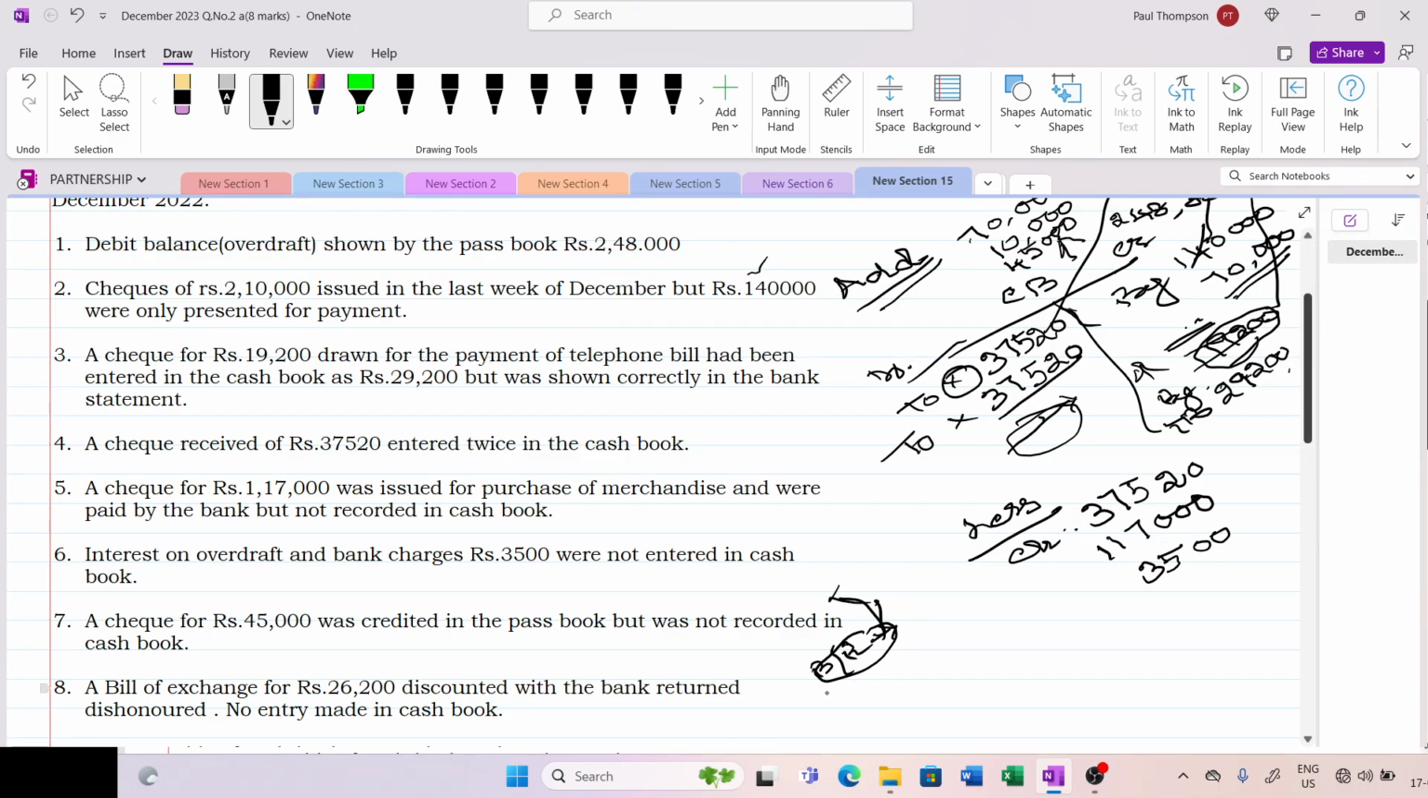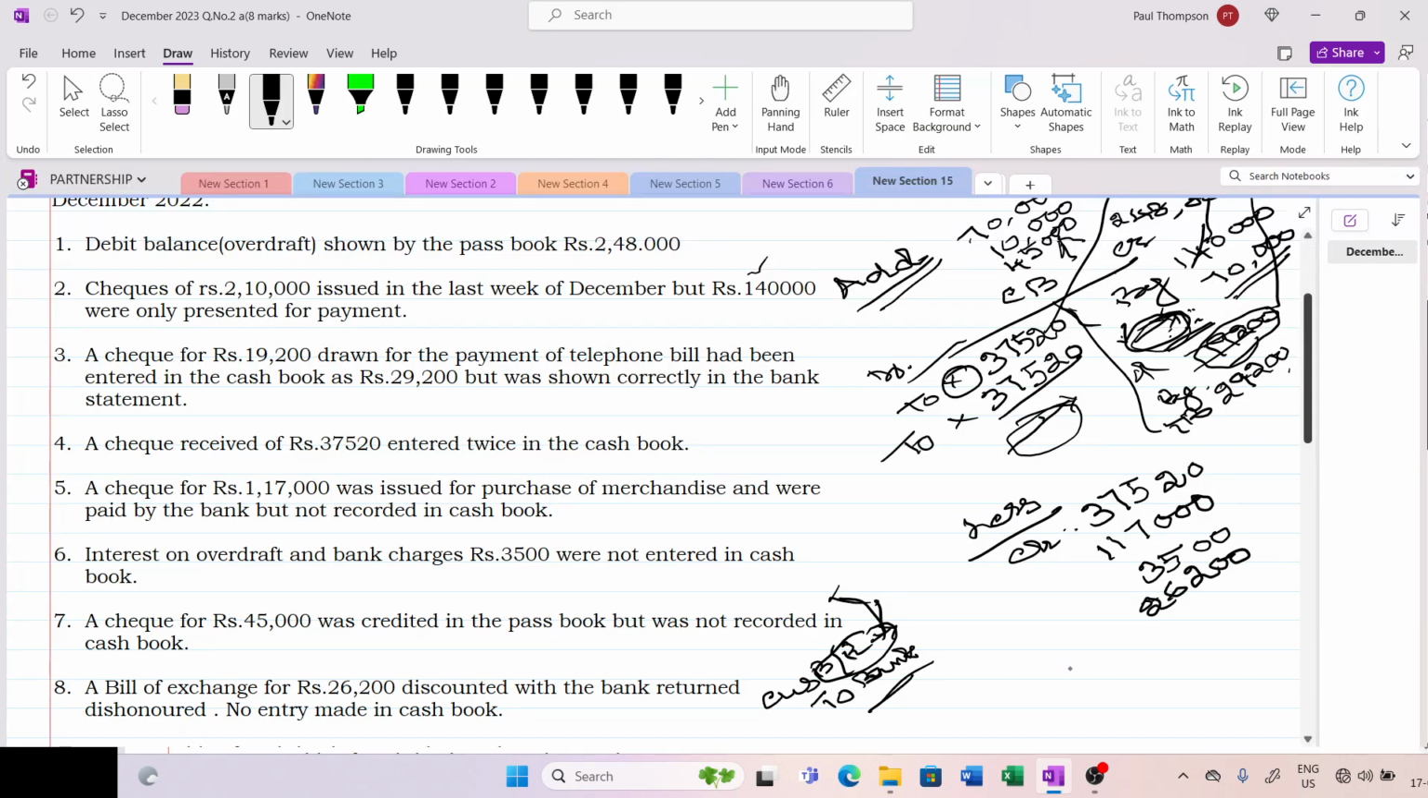So what entry do you have to pass? You have to debit that party, the customer account, and you have to make payment to the bank account. So this will appear on the credit side of your cash book. Here you should have written by BR dishonored 26,200. Again, this is not known till that time and not written here. Anything not written here means you are not increasing your overdraft, you are decreasing it by not writing 26,200.